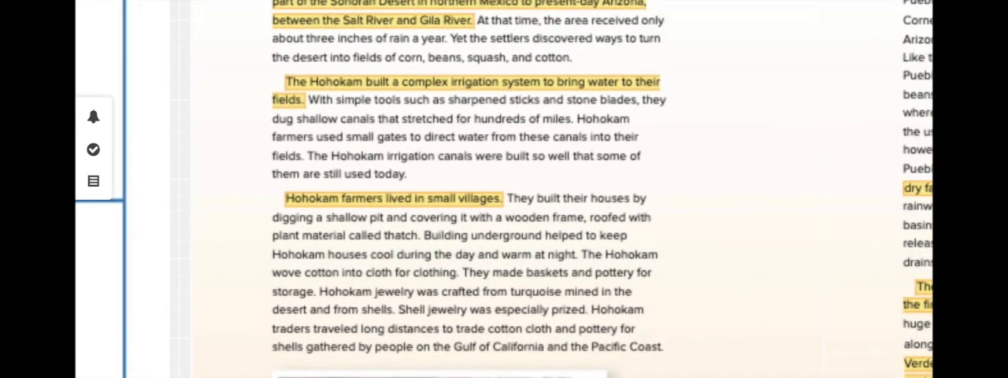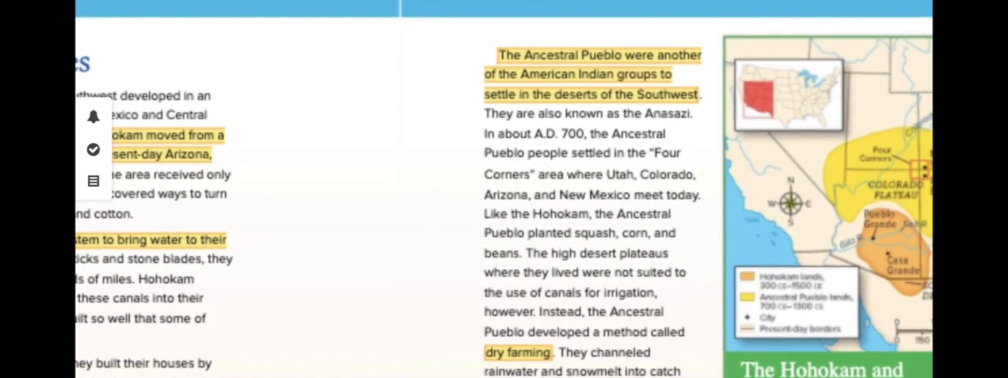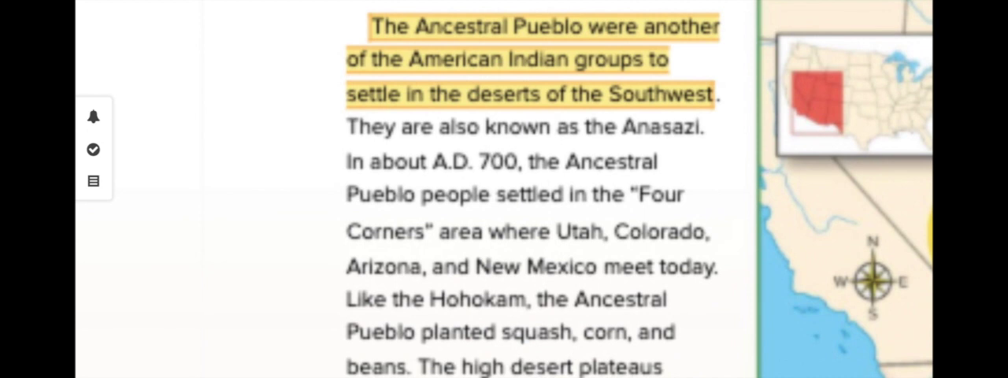So that was about the Hohokam, and now we're going to talk about another early American desert people. In each section, they might come up with two different groups, so please be aware of that. You might see two different groups mentioned in one.